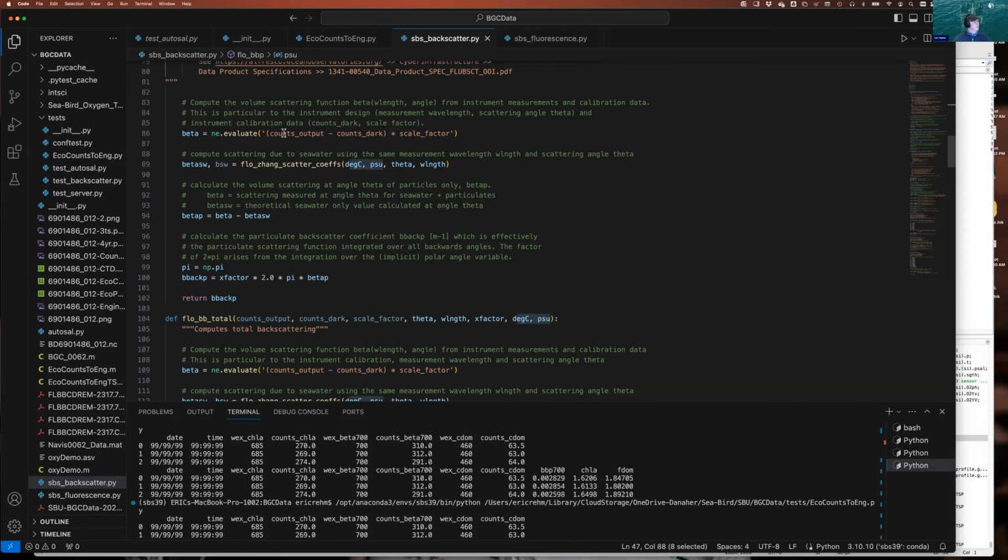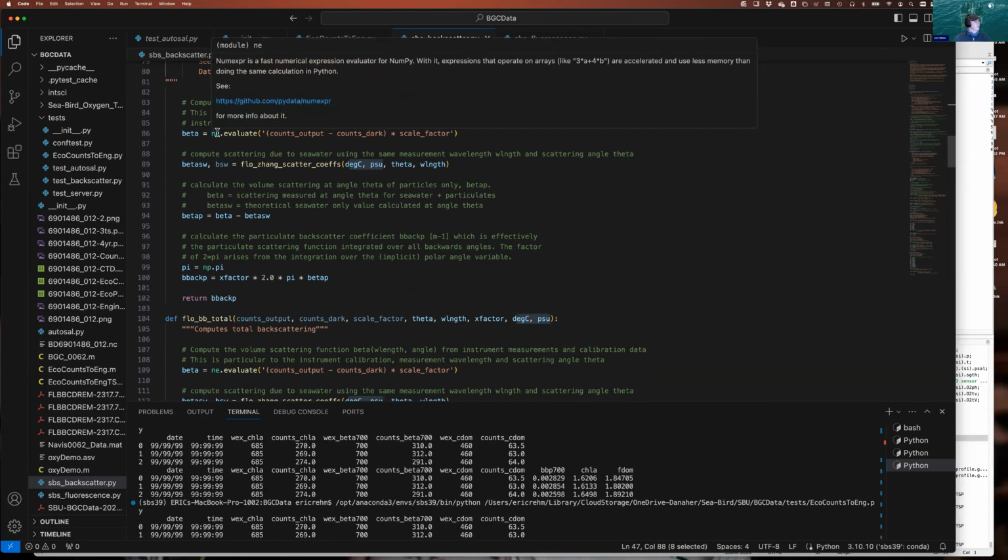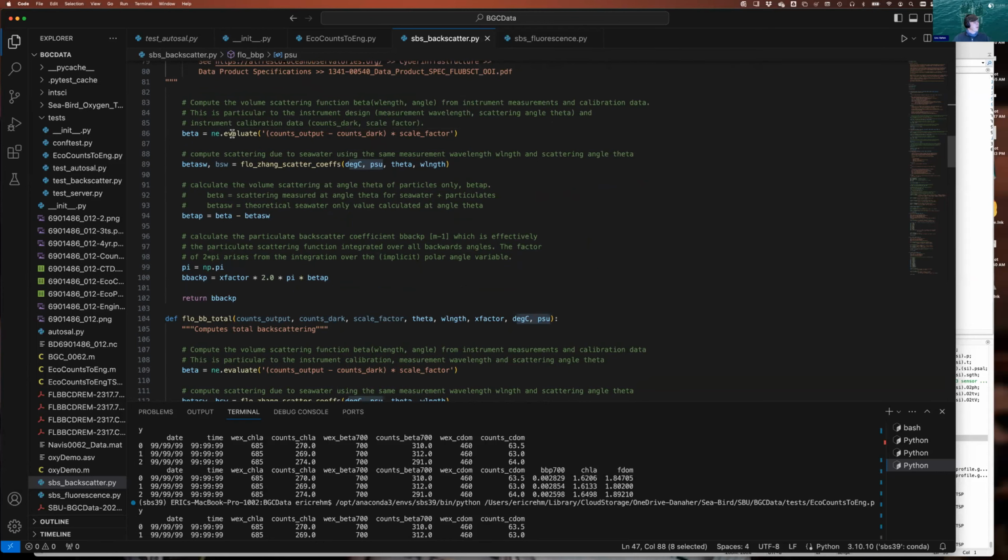And the code is remarkably the same. We're going to compute the counts minus the dark times the scale factor. That looks a little funny. It's in quotes, so it doesn't look like a math expression. This particular Python package called numexpr is really wicked fast and highly parallelized. So this is essentially an optimization for speed, but it makes it very clear what the equation is. Then, just like in the MATLAB code, we get the scattering at 124 degrees, 700 nanometers at a vector of temperature and salinities.